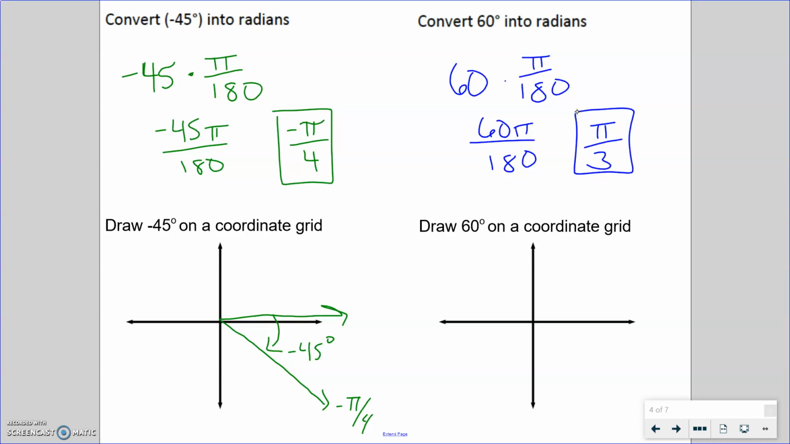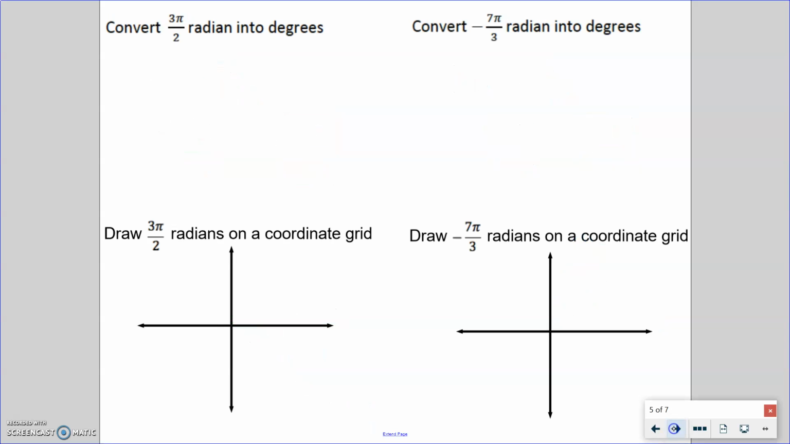So draw 60 degrees on a coordinate grid. Again, here's my initial side. My terminal side, 60 degrees is like, I don't know, ish, right here. And I draw my little arrow reminding me that it's a positive angle measure. And it's 60 degrees or pi over 3 radians. So just something like that. You can label it at the end of the terminal side like I did with pi over 3, or you can label it on the inside like I did with the 60 degrees. Does not matter. As long as you know what that angle measure is, I'm good with you.